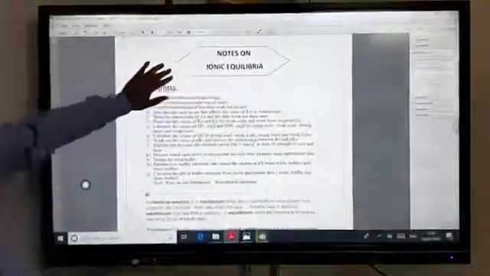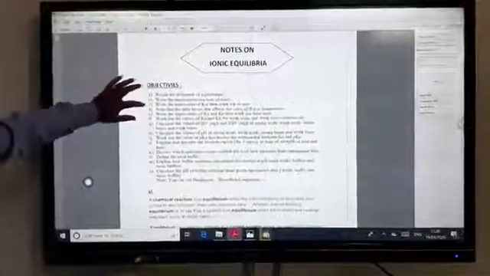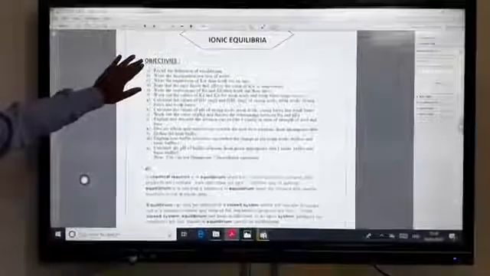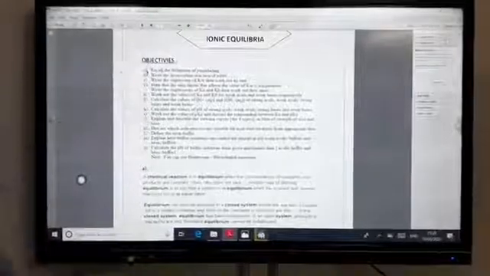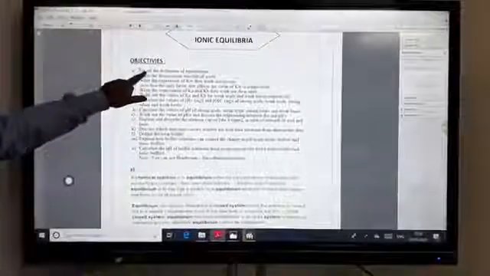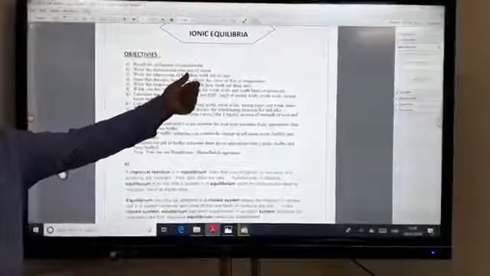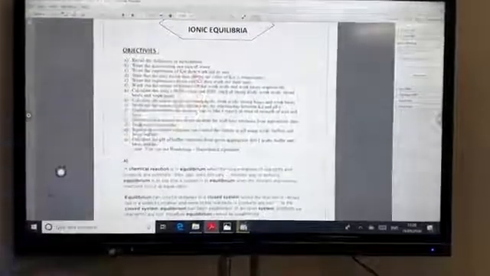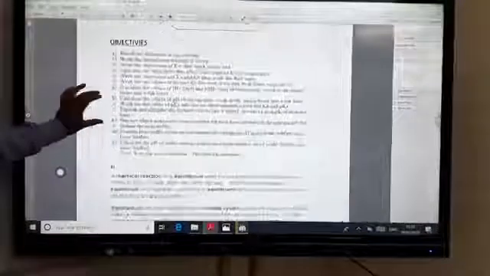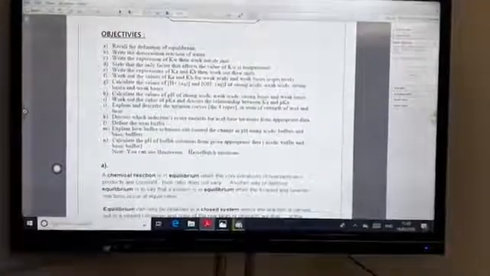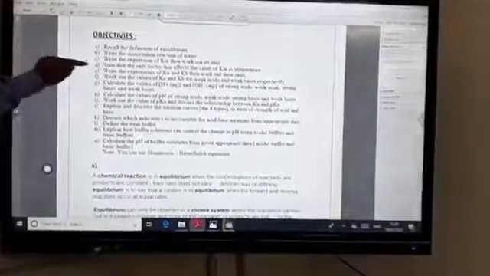Notes on Ionic Equilibrium. We are going to start today the third unit, Ionic Equilibrium, and these are the objectives we are going to learn. The first one, recall the definition of equilibrium, then write the dissociation reaction of water, and the third one is write the expression of Kw, then work out its unit. So till here we will start first.